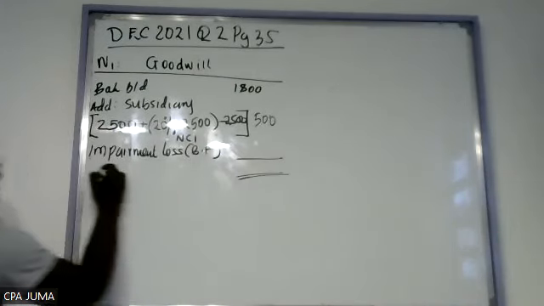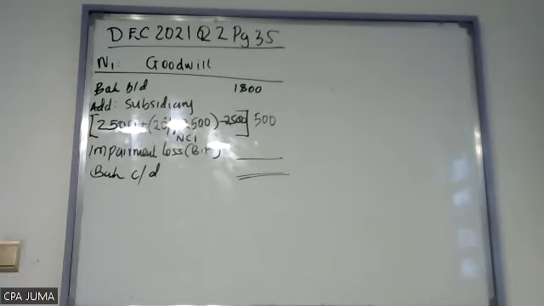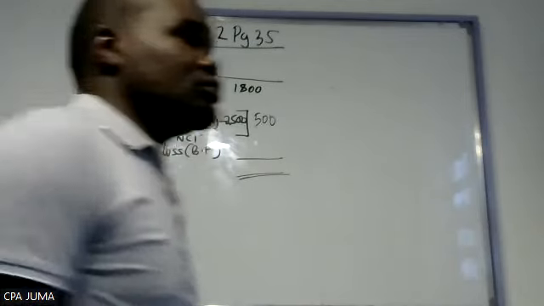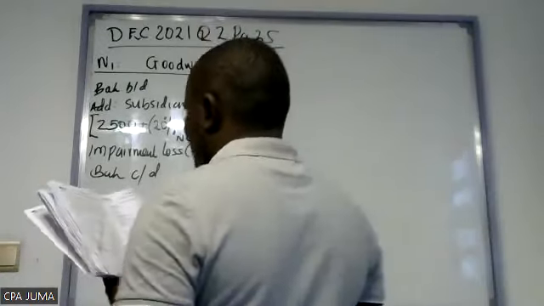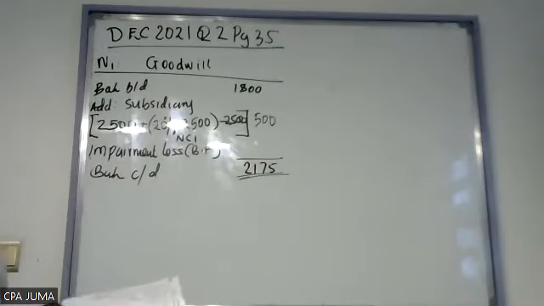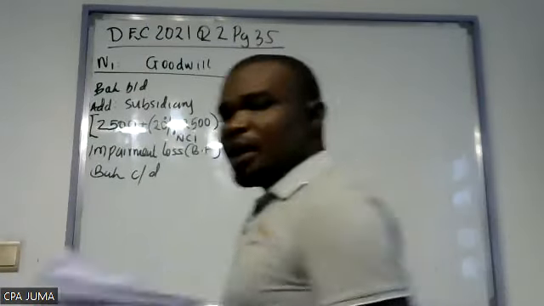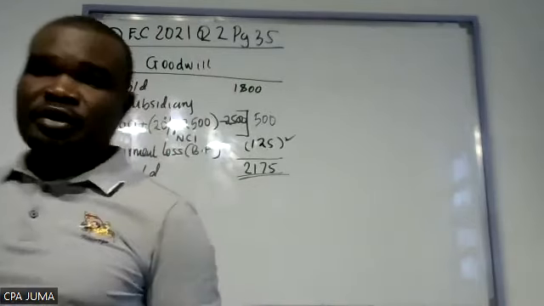So check the goodwill carried down, the balance carried down. Balance carried down for goodwill, I'm seeing 21.75. So how much is impairment? Lucy, 125. So the impairment loss is 125. Confirmed.